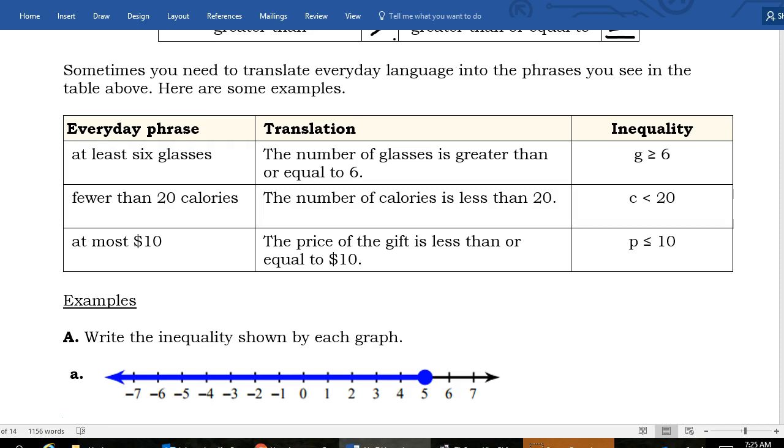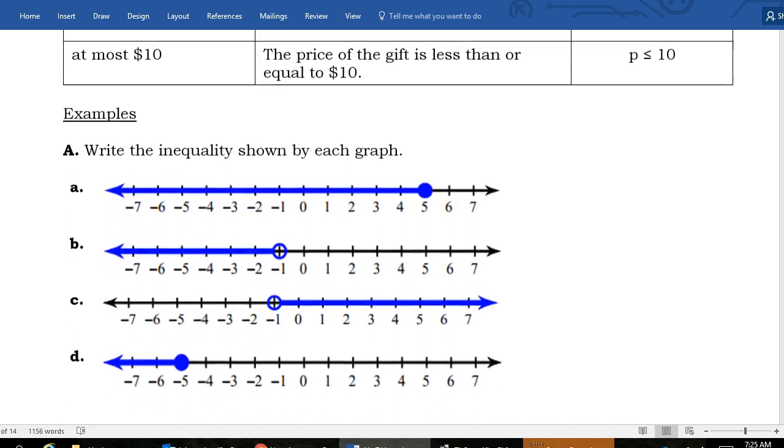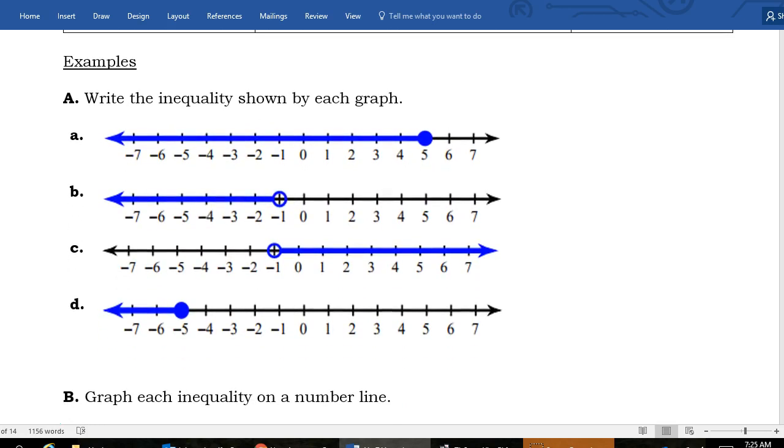And "at most" is another way to say less than or equal to. So if the price of the gift is at most $10, it means the price is less than or equal to 10. So we have a couple of examples where we're going to write some inequalities shown on the graph.